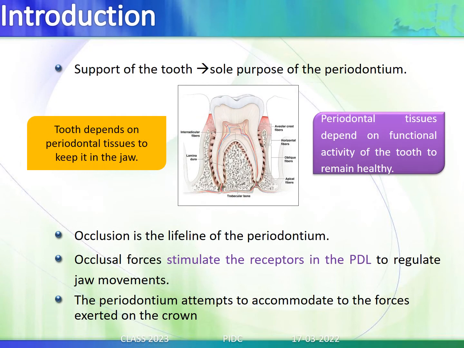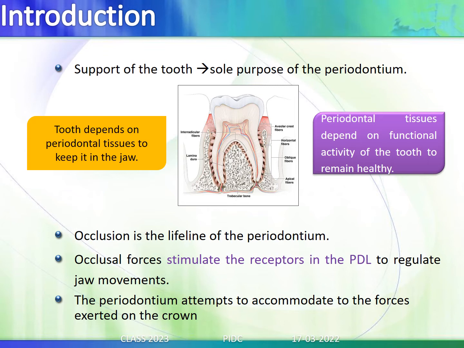To start with, the sole purpose of the periodontium is to support the tooth. You can see here the periodontal structures around it, and their presence is to support the tooth. The tooth depends on the periodontal tissue to make itself present in the jaw. In other terms, periodontal tissues also depend on the functional activity of the tooth to remain healthy.